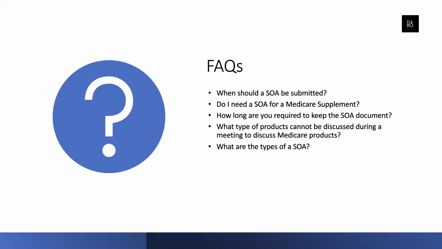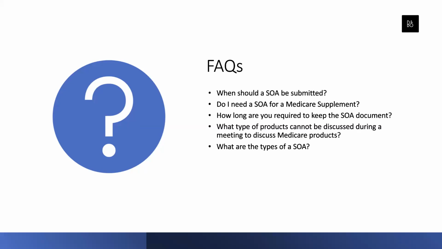How long are you required to maintain the scope of appointment documentation? The Centers for Medicare and Medicaid Services record retention requirement for a scope of appointment is 10 years. So you must retain a copy of your scope of appointment form for at least 10 years. That's very important.